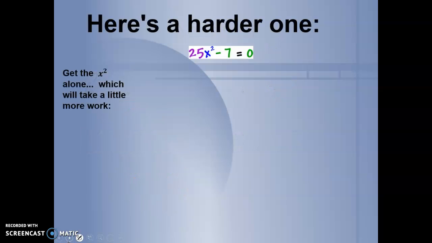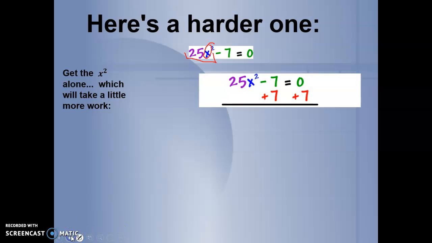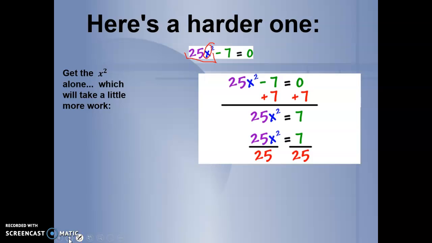All right, let's try one that's a little bit harder. The first thing we want to do is get the x squared term alone. So that's going to take us a little bit more work. First things first, let's add 7 to both sides, and we get 25x squared equals 7. The x squared term is still not alone. It's being multiplied by 25, so the next thing we need to do is divide by 25. When we do that, we get x squared equals 7 over 25.